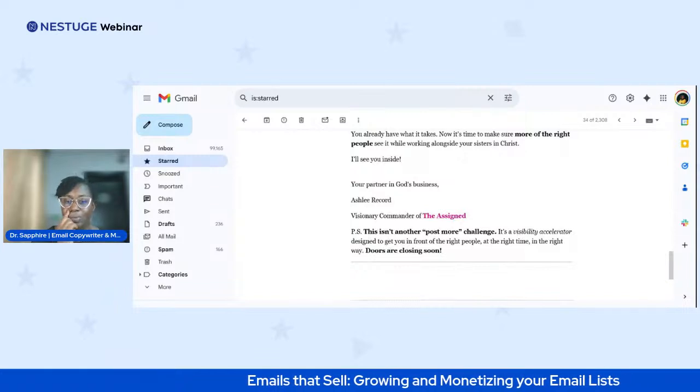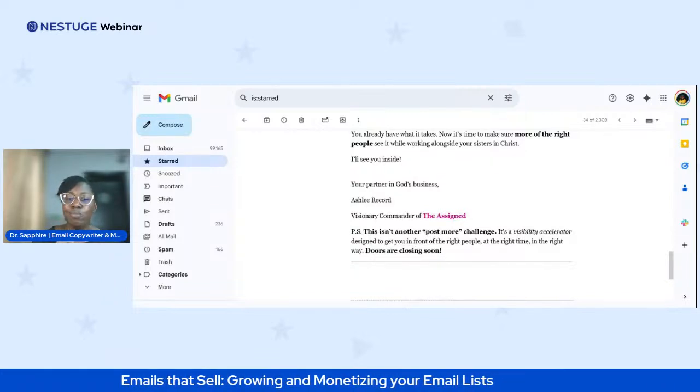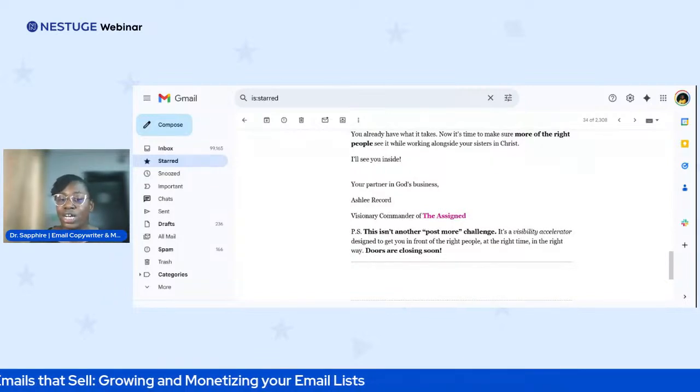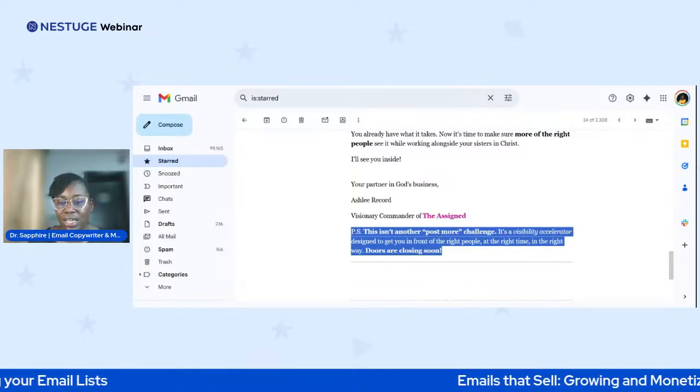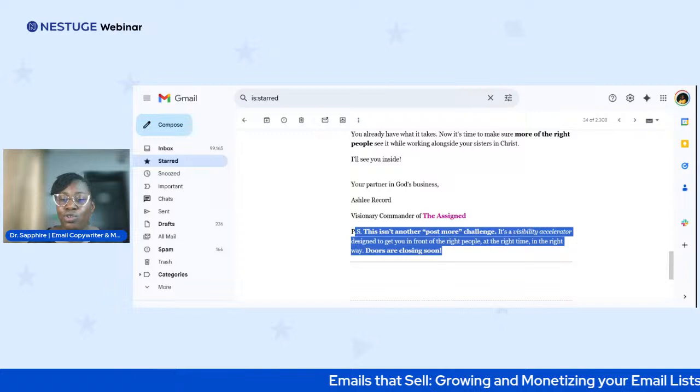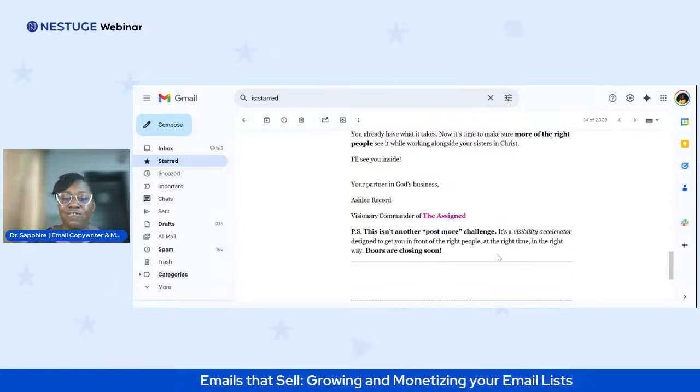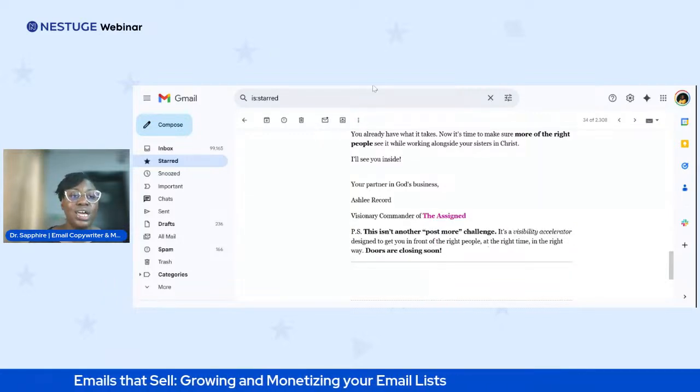Then she gives you a PS, letting you know that this is more than a post-more. This isn't another post-more challenge. So she came here to handle an objection, just in case you are thinking that. But it's about getting you in front of the right people at the right time in the right way. And she says doors are closing soon.